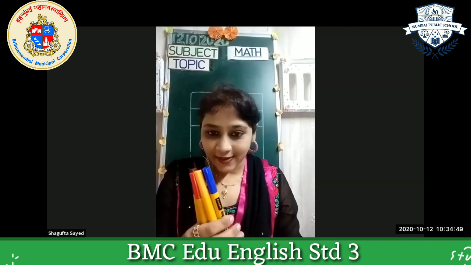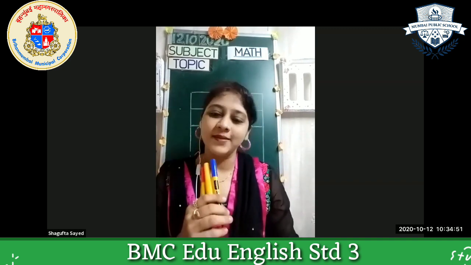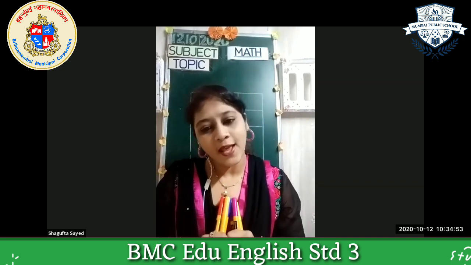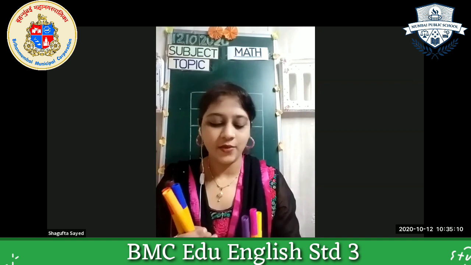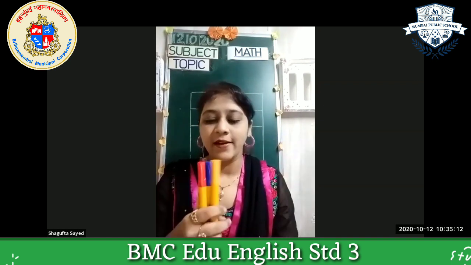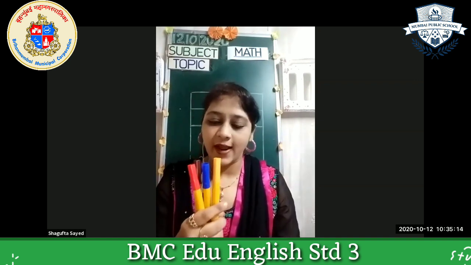That's very good, Ankita. 4. That's right. But can you tell me how you got this answer? 4 is the right answer. But how did you get this answer? Which operation did you use? Tell me fast. Out of 7, I gave 3 sketch pens. Remaining, you told me 4. Answer is correct. But how did you get this answer? Who will tell me fast?